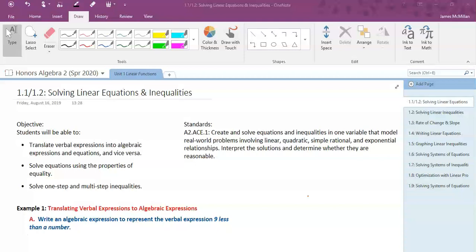As you can see, the standard is 1.2. ACE.1, creating and solving equations and inequalities in one variable, modeling real-world problems involving linear, quadratic, and simple rational and exponential relationships. We're not focusing on any of that today. So all of that we're not working on, just on linears. Interpret the solutions and determine whether they are reasonable.